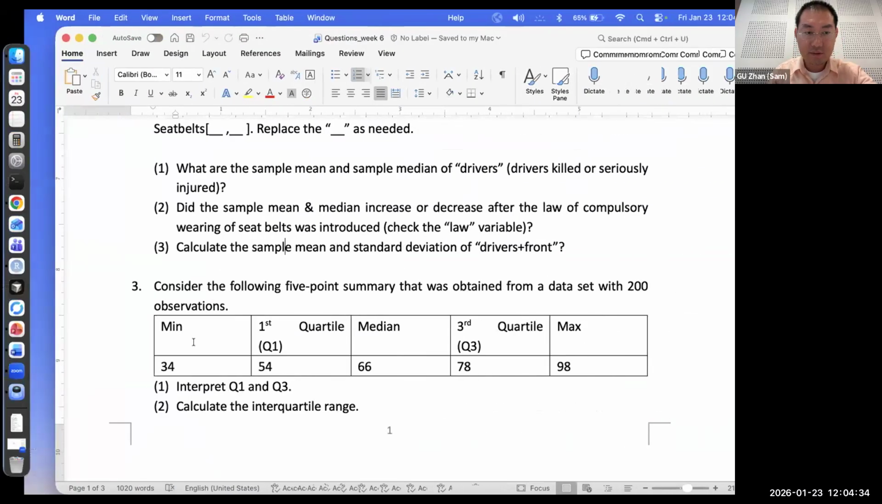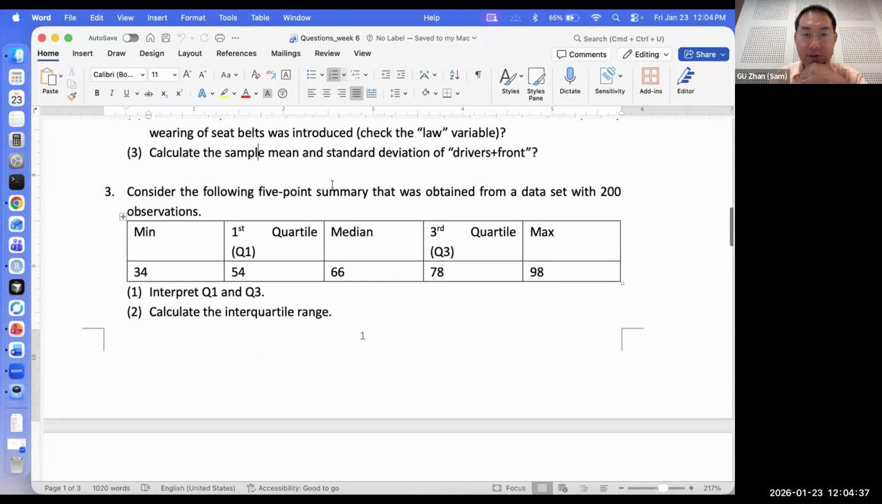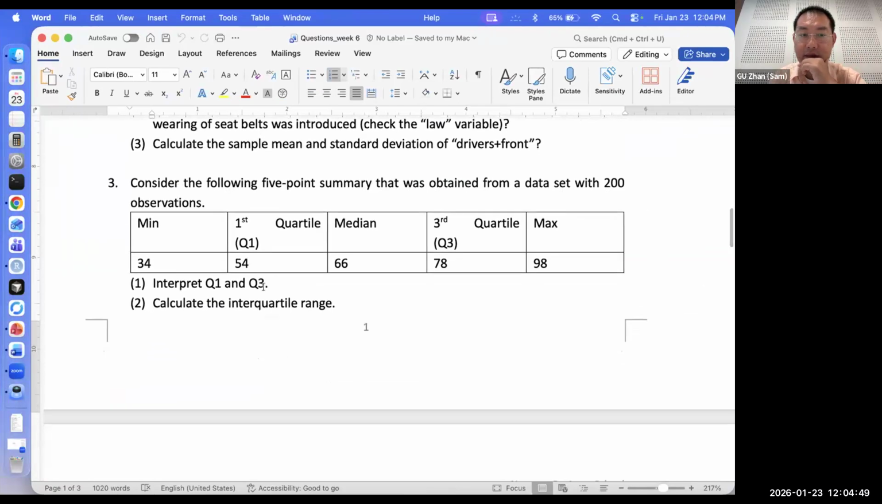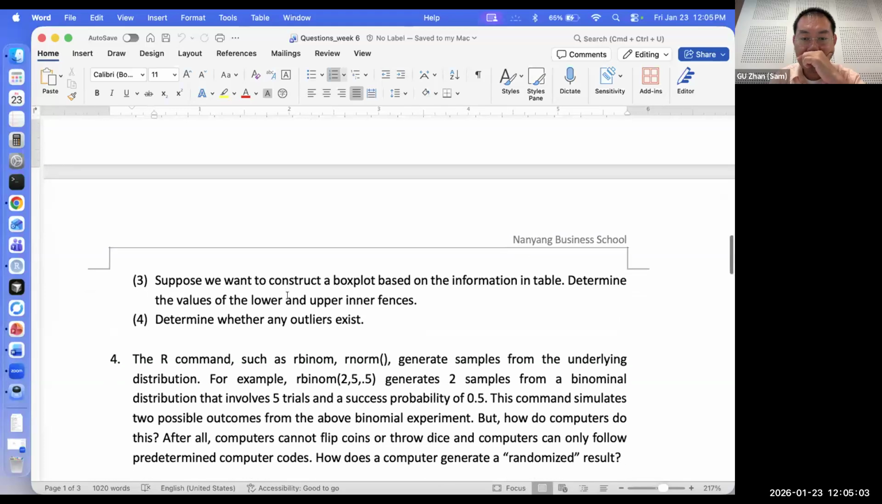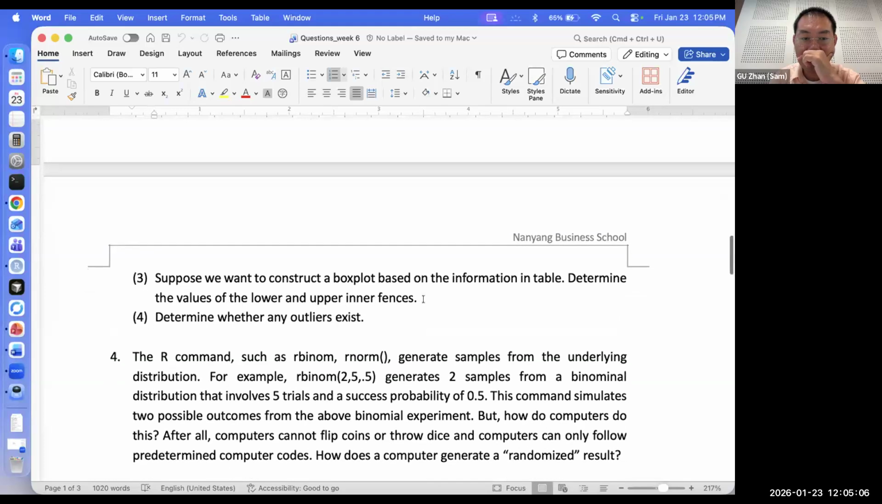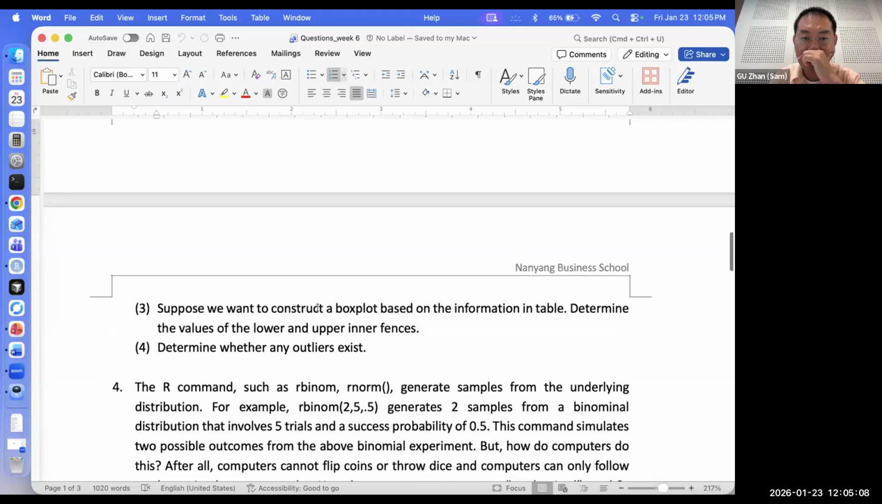Okay, then we're moving to the next question. Consider the following 5-point summary: instead of 6 points, it's 5 points, it has no median, no mean, obtained from a data set with 200 observations. Calculate Q1 and Q3. Q1 is here, 54. Q3 is 78. Calculate the interquartile range, 78 minus 54. Suppose we want to construct a box plot based on the information; determine the value of the lower and upper whisker, and whether any outlier exists.